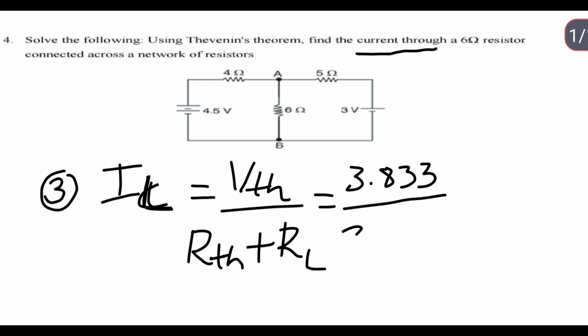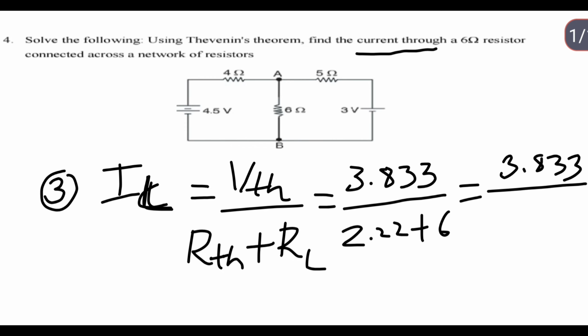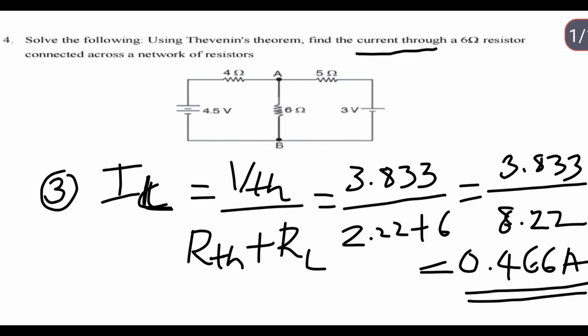VTH is 3.88, divided by 2.22 plus 6 ohm resistor. If you add it, 3.833 divided by 8.22, the final answer will be 0.466 ampere. That is the load current. IL is the answer for this question.